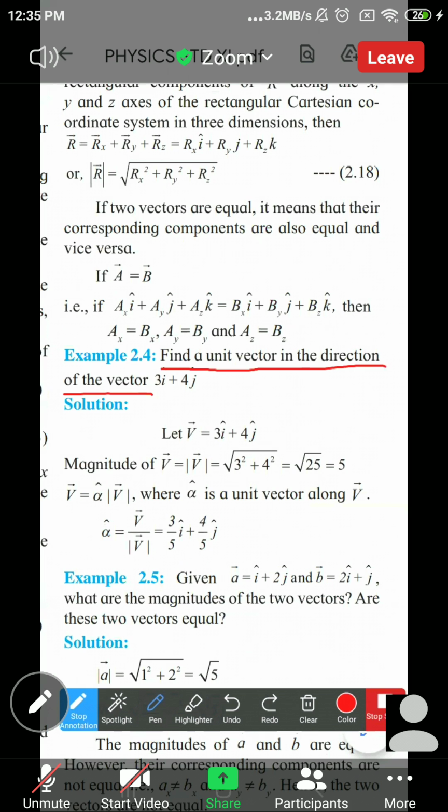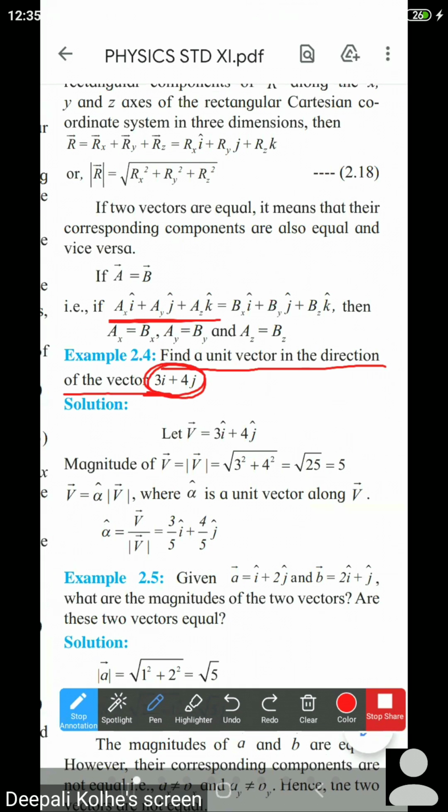ये एक वेक्टर दिया है, मतलब जैसे हमने यहाँ पर एक वेक्टर दिया है ना, a bar is equal to ax i plus ay j, वैसे ही यहाँ पर एक वेक्टर दिया है, उसको हम v भी कंसिडर कर सकते हैं. लेट v बार इज इक्वल टू 3i कैप प्लस 4j कैप. इसके डायरेक्शन में जो यूनिट वेक्टर है वो हम लोगों को फाइंड आउट करना है.